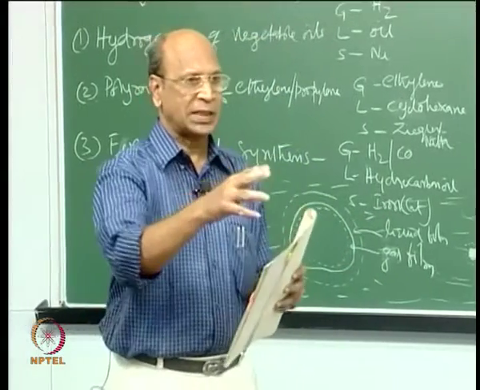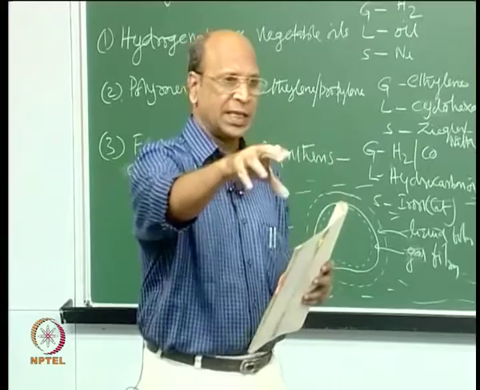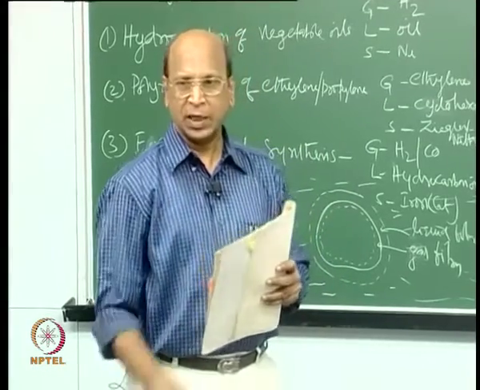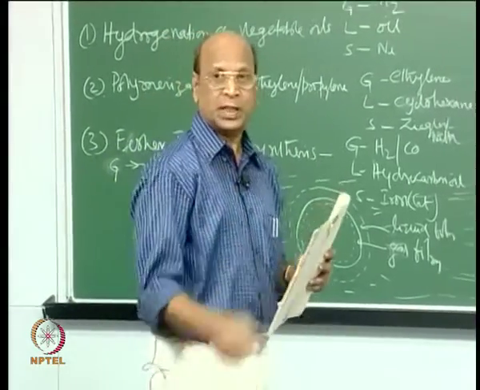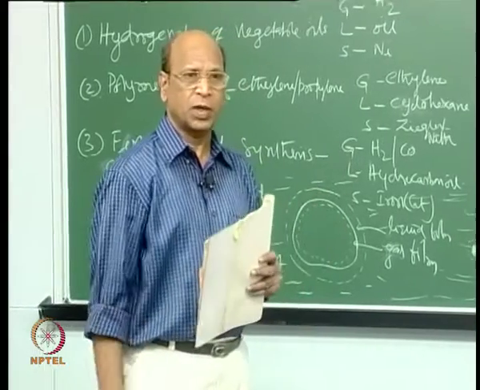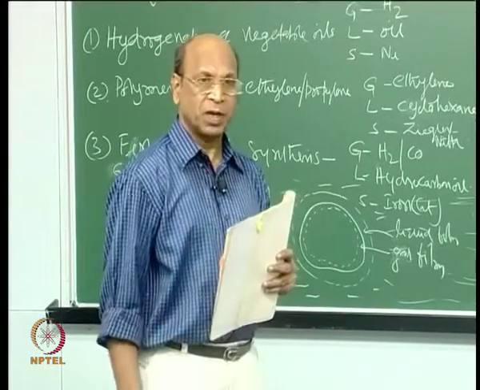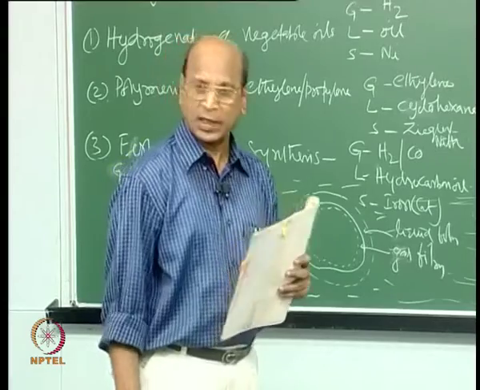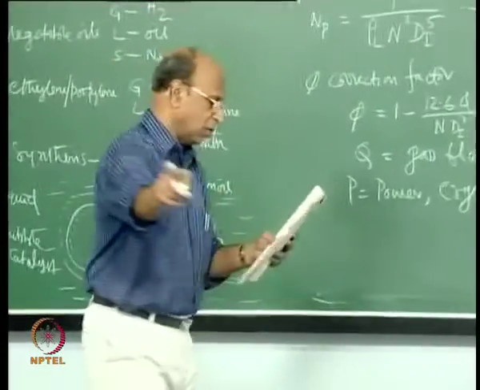So, now the total mass transfer is the convection plus diffusion. The diffusion is 2, Sherwood number equal to 2. That is a beautiful derivation. I do not know whether any of you have done it in mass transfer, and also in heat transfer, that comes so beautifully. Okay. So, that is the one.